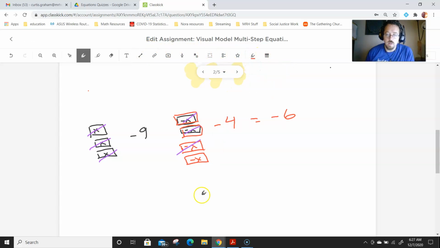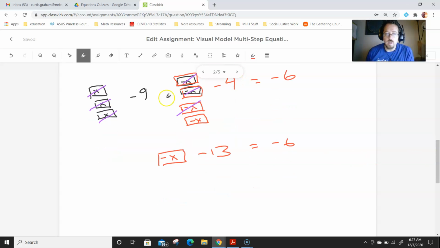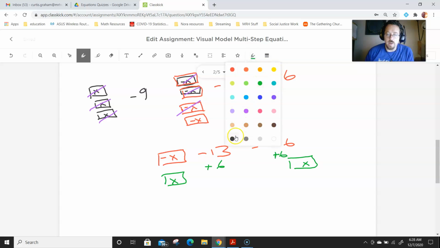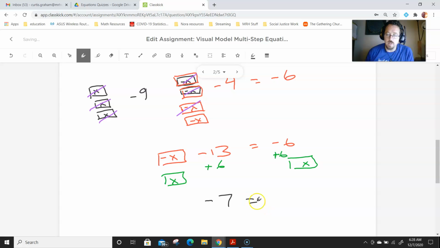Okay, so this is what I have left. We know that we're going to end up needing a positive x, so I'm going to add x to both sides. And at the same time, I'm going to go ahead and get rid of the 6 by adding 6 to both sides. So, as a final answer, I have 6s cancel out, so I have negative 7 left equals x. Okay.